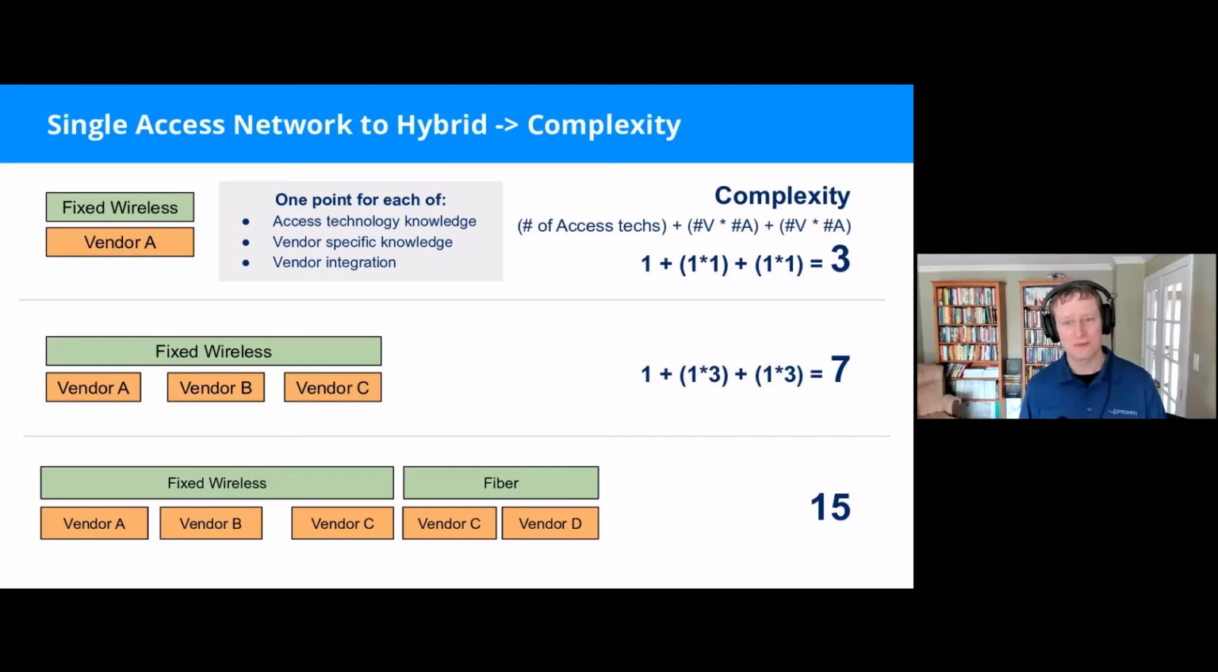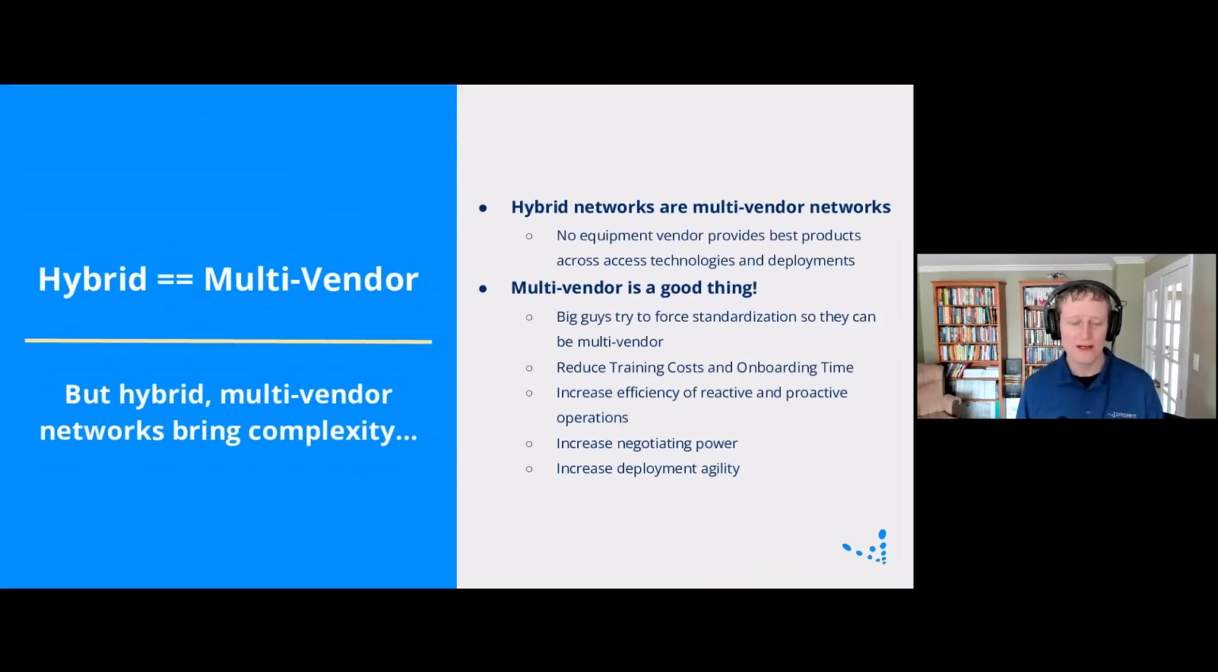But there are lots of reasons why ISPs want to be multi-vendor. As I mentioned earlier, once you become a hybrid network, it's almost by definition that you're a multi-vendor network. I'm not aware of any vendor that is the best of breed OLT provider and the best of breed access point provider. I don't think that exists, and probably it will never exist. But multi-vendor is really a good thing. If you think about being successful as an ISP, having the flexibility to do new things and bring new vendors in matters, because things change over time. The market changes what the best product is.